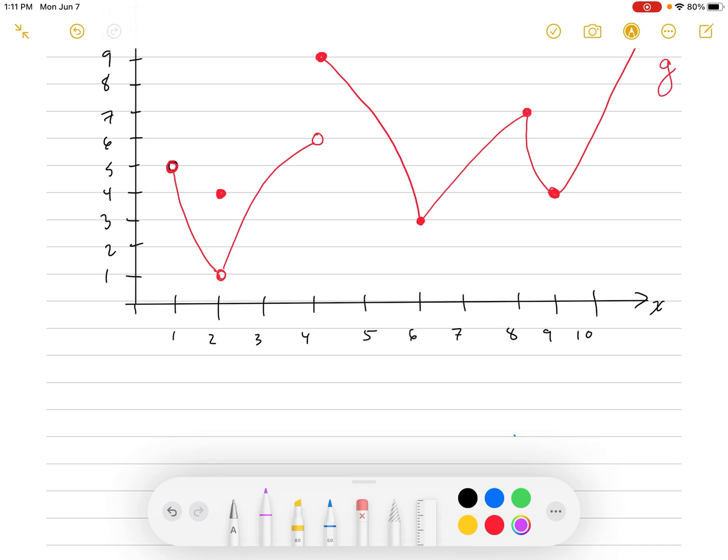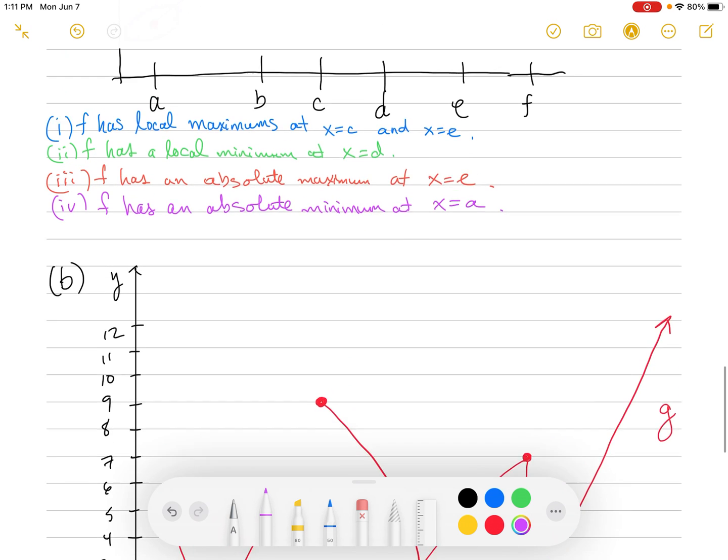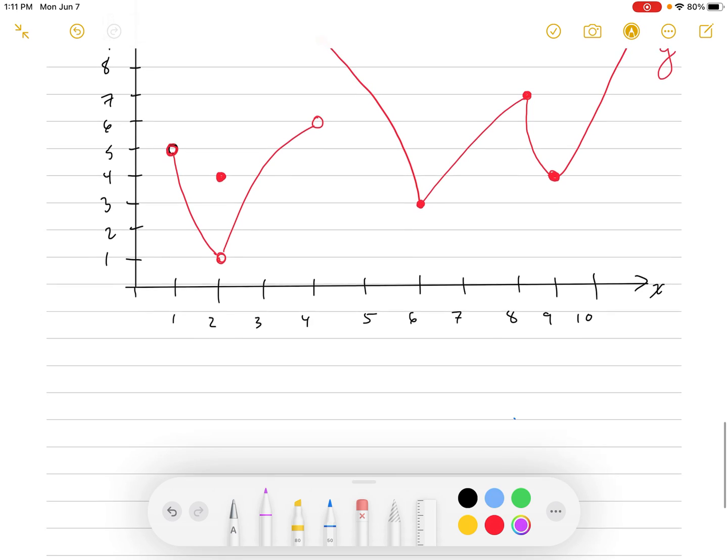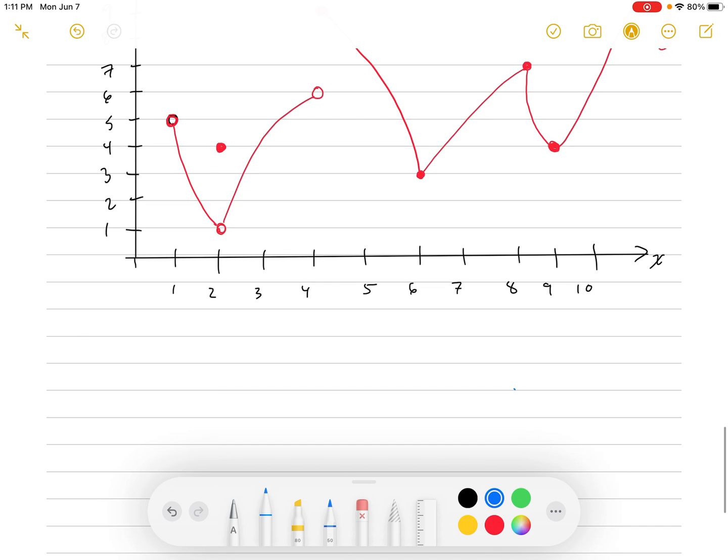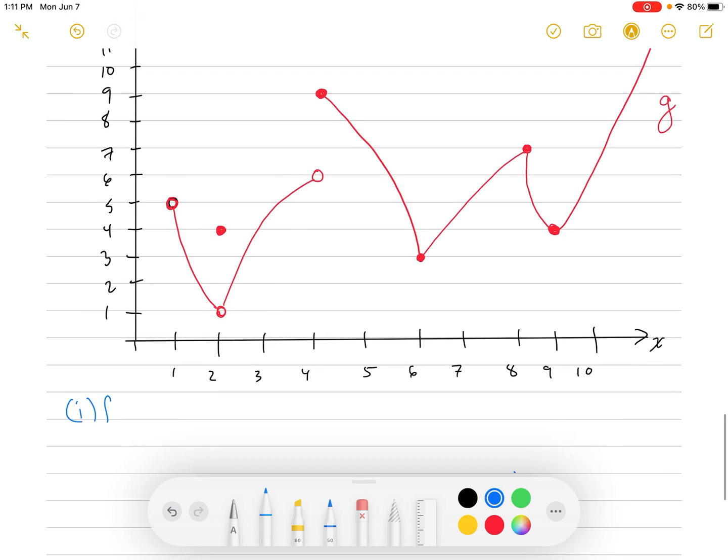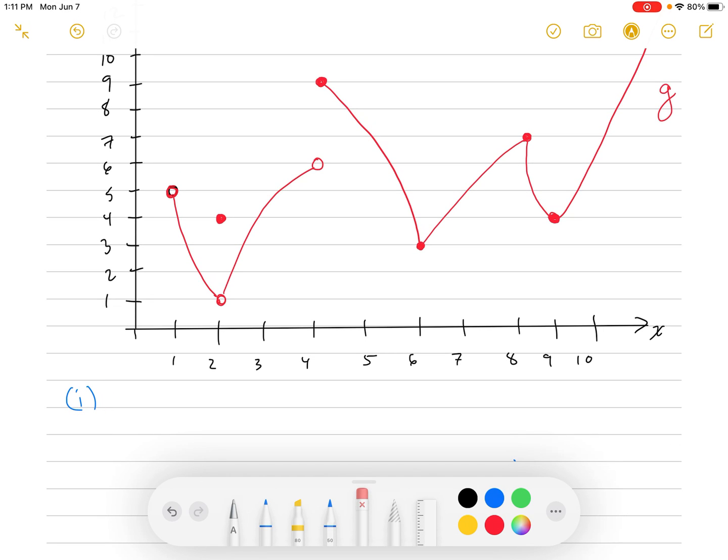Okay, so what color am I using? I forgot what colors. Okay, blue, green. So we're going to do a local max first. This graph is called G. Let's use the letter G for that. G, are there any local maxes?